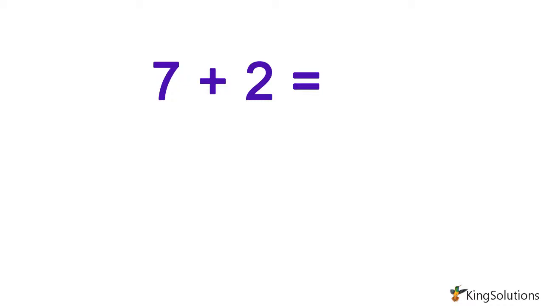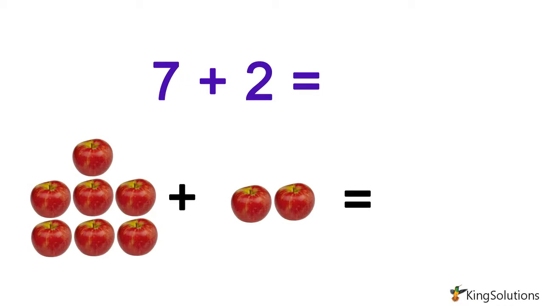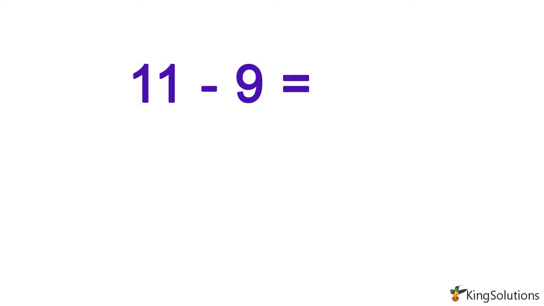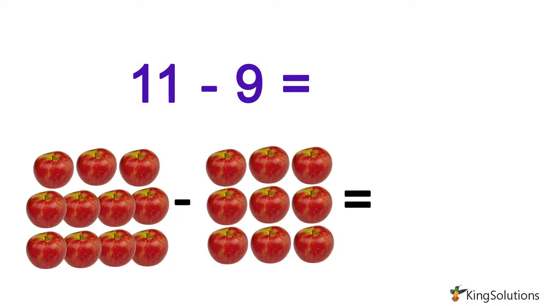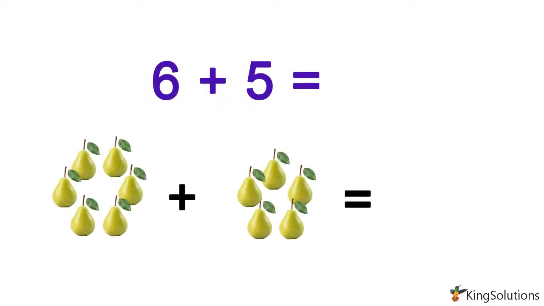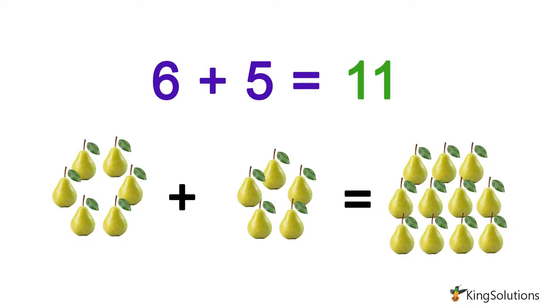7 plus 2 equals 9. 11 minus 9 equals 2. 6 plus 5 equals 11.